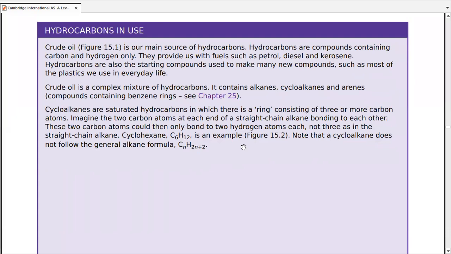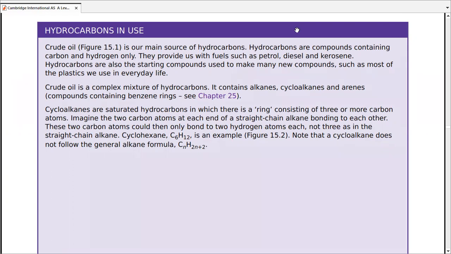Chapter number 15, we're going to start with hydrocarbons in use. Crude oil is our main source for hydrocarbons. Hydrocarbon compounds contain just carbon and hydrogen. They're usually used as fuel, but they are also used as the starting compounds to make many new compounds. For example, on the top of the list, plastics.